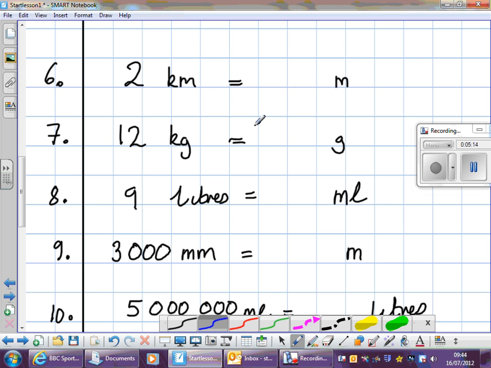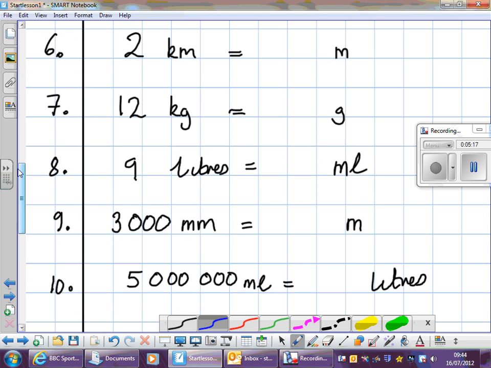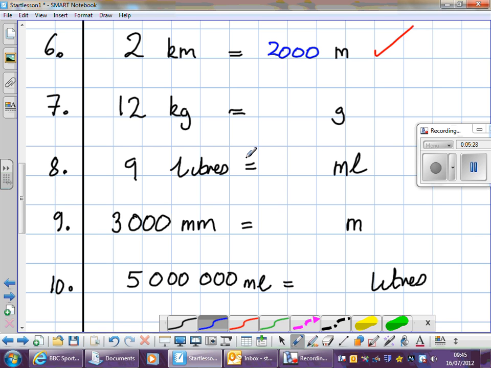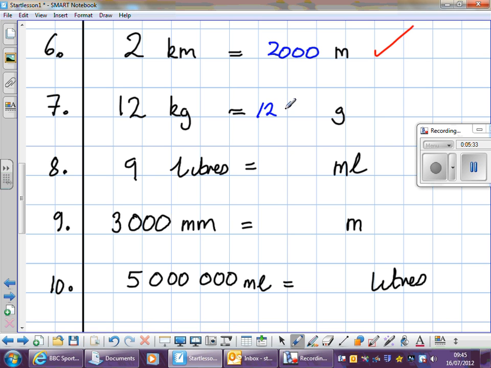2 kilometres is, I'll go around the audience. You, young lady in the corner, 2 kilometres is how many metres? 2,000, good. If you've got a red pen and you like to have red ink showing correct answers, then feel free to mark these as we go through them. 12 kilograms, young lady at the back. How many grams? 12,000, yeah. Now, what about 9 litres? By the window. How many millilitres is that? 9,000.